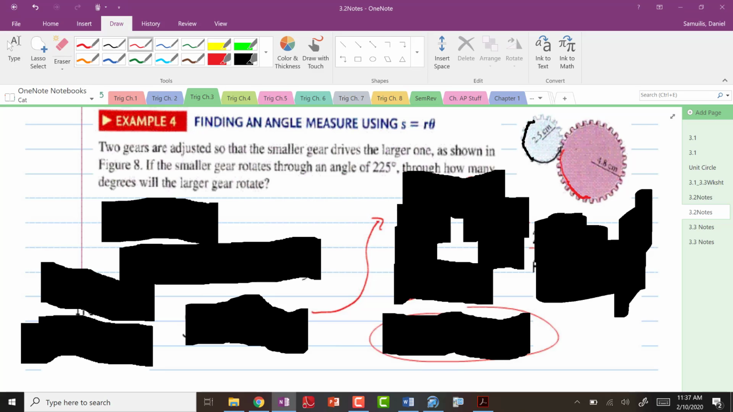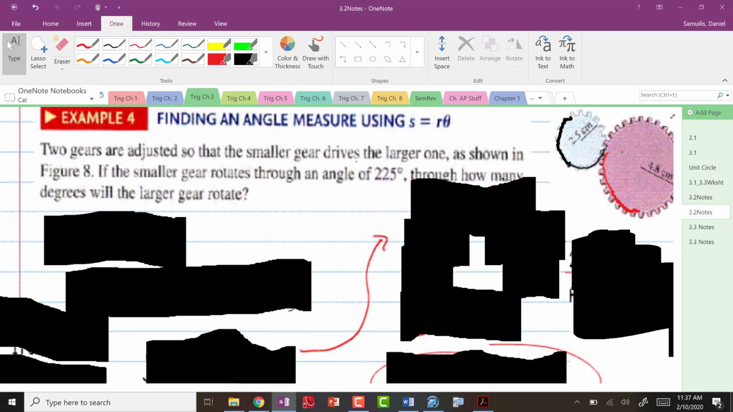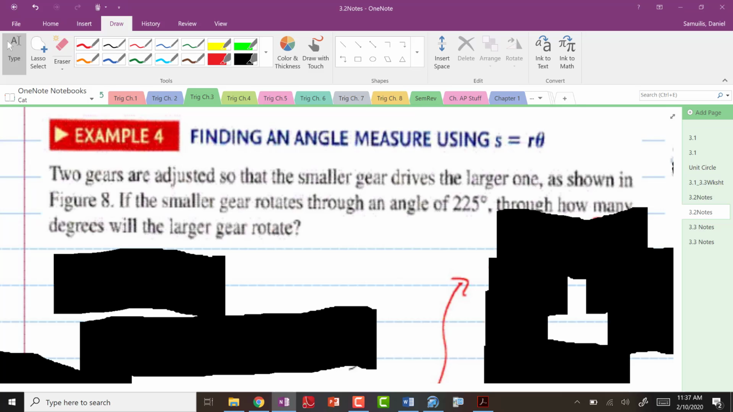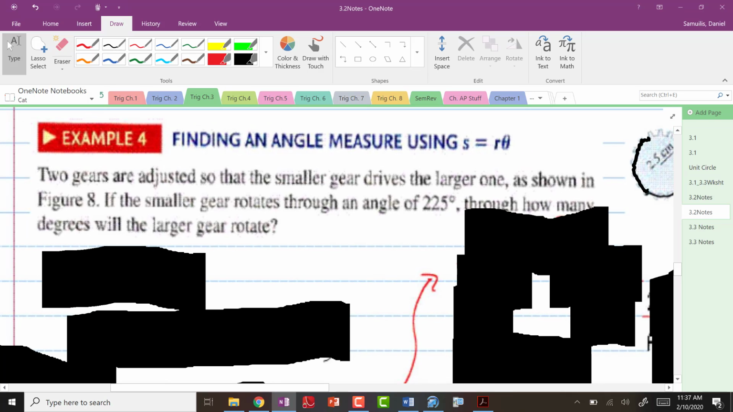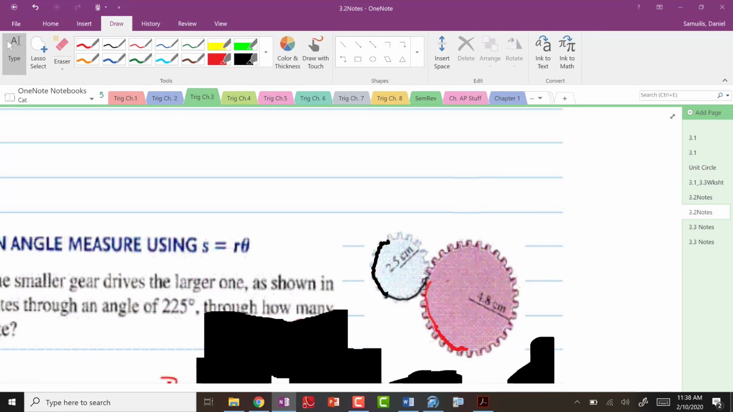Of course. So when you look at this question, I'll zoom in on it and go back to the gears. Two gears are adjusted, so the smaller gear drives the larger one. If the smaller gear rotates through a 225-degree angle, through how many degrees will the larger one rotate? First of all, will that number be smaller or larger? First, I got this wrong. Smaller.